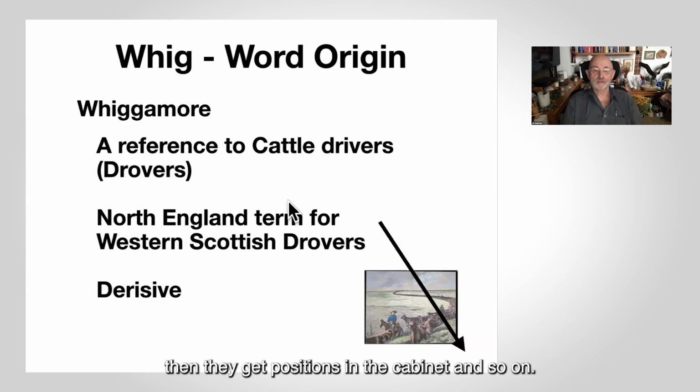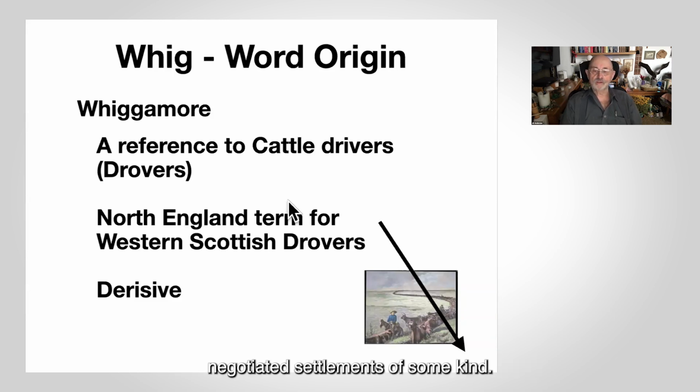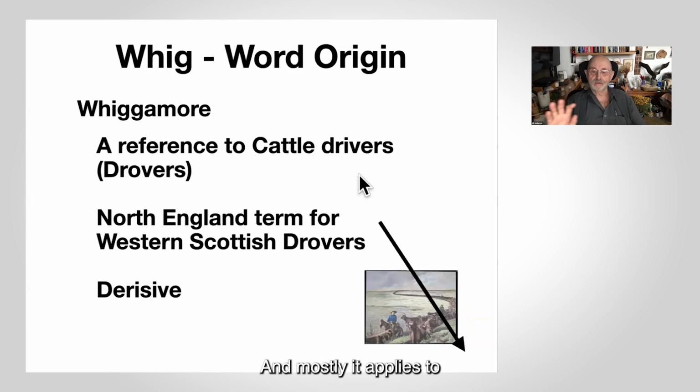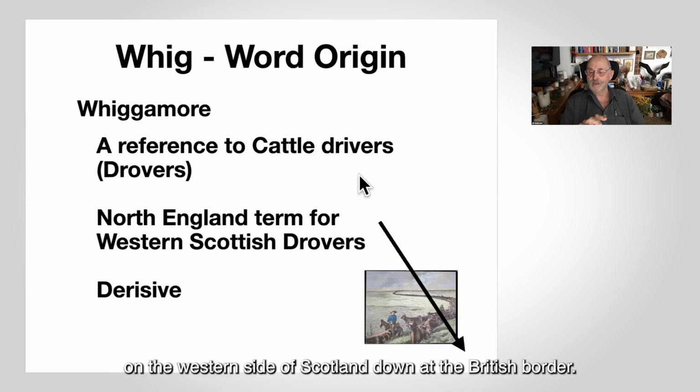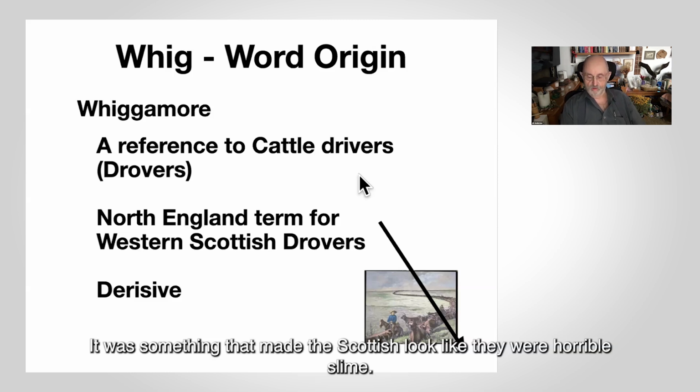Then they get positions in the cabinet and so on, and are the real shapers because they're keeping a party in power through negotiated settlements of some kind. So the term originally was Whigamore, and it was a reference to cattle drivers. They are called drovers, as you see here. And this was a term that was started by people who lived in North England along the Scottish border. And mostly it applies to cattle drivers on the western side of Scotland down at the British border. And it was intended as an ugly term, derisive. It was something that made the Scottish look like they were horrible slime.